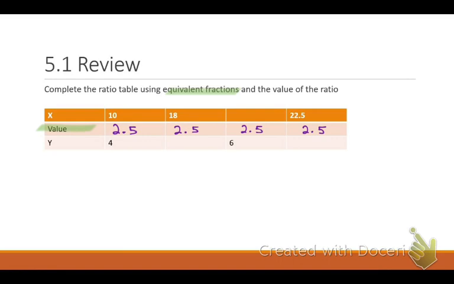What's 18 divided by 2.5? It's not 7.5, it's 7.2, or 7 1/5. What's 6 times 2.5? Should be 15. What's 22.5 divided by 2.5? 9. Okay, so this is my completed ratio table. You definitely will see this on a quiz or a test where I say complete the ratio table.